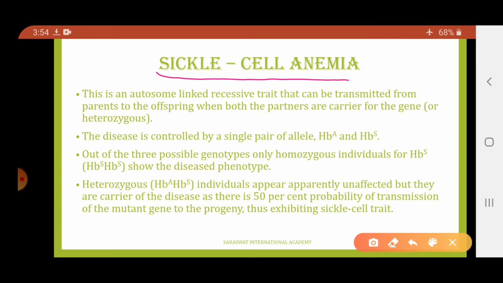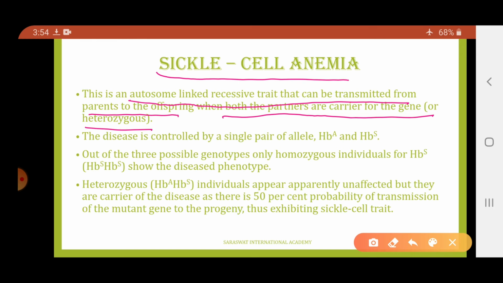So normal blood is dominant over the sickle cell one, or you can say the normal gene is dominant over the sickle cell gene. It is an autosomal linked recessive trait which is transmitted from parents to offspring when both the partners are carriers for the gene or are heterozygous. So when can this disease occur? If both male and female partners are carriers, then there are chances that their progeny can be sickle cell.